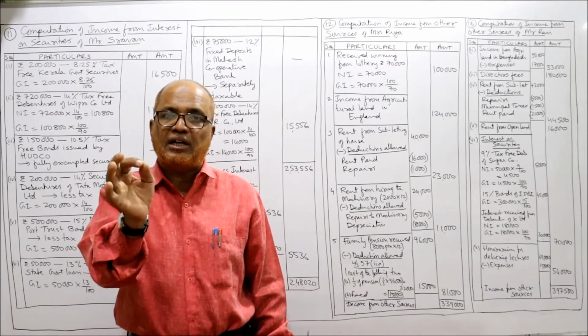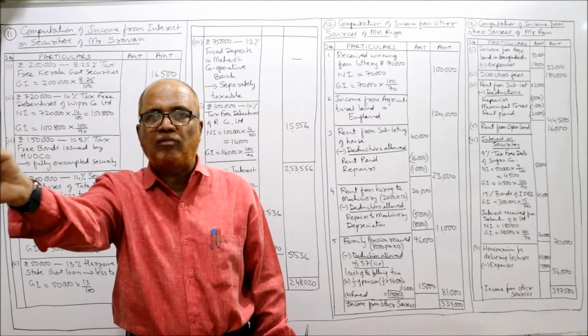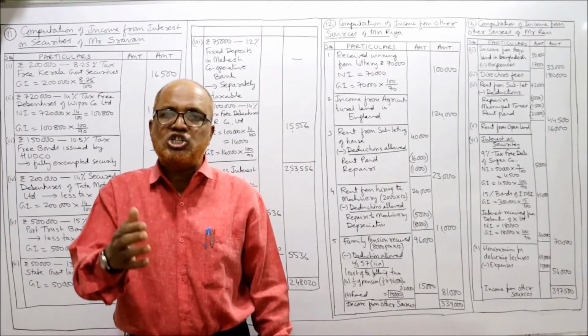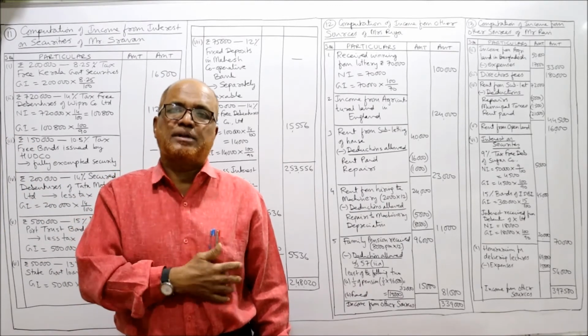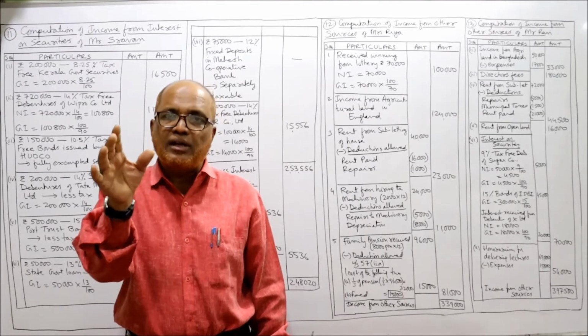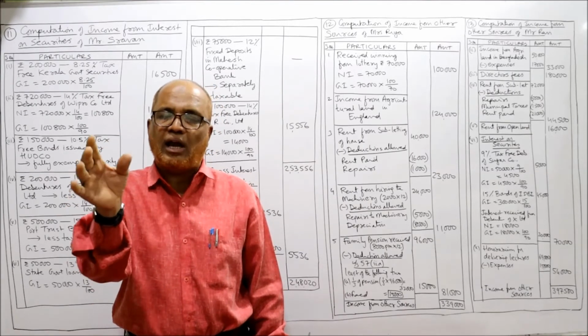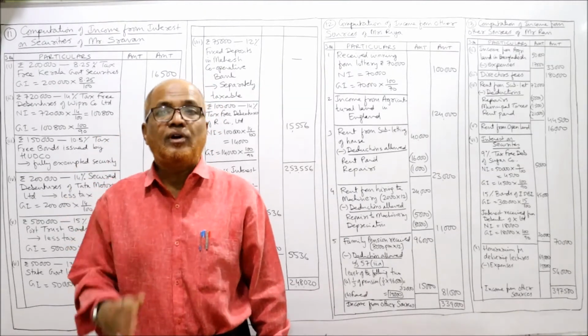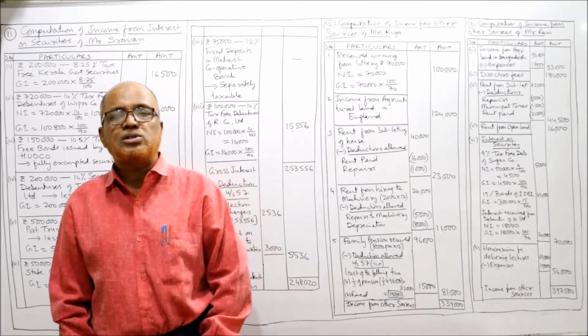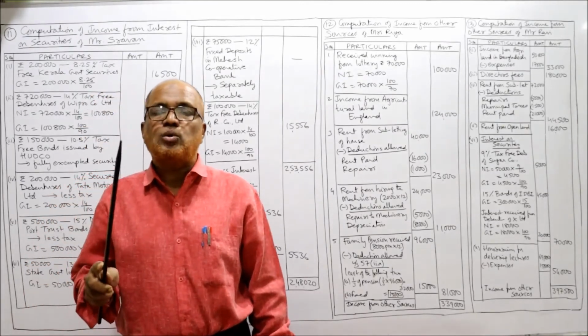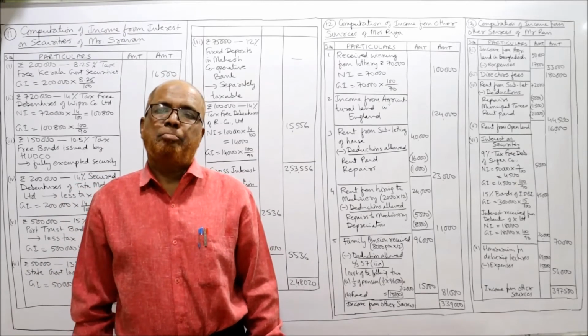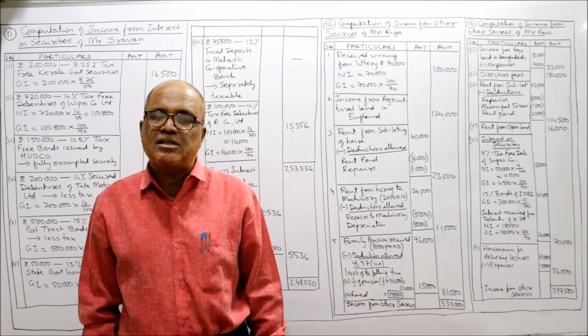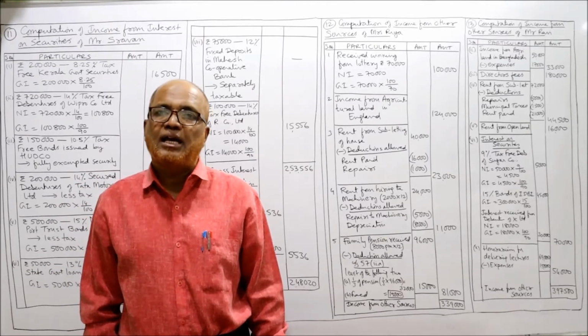After TDS of 30%, the net amount will be paid to the winner. The issuing authority will deduct 30% tax. So the amount received from winning from lottery is the net amount. We have to gross it up. So how to gross up? Take the net amount into 100 by 70, because the TDS rate is 30%, so we multiply by 100 by 70.